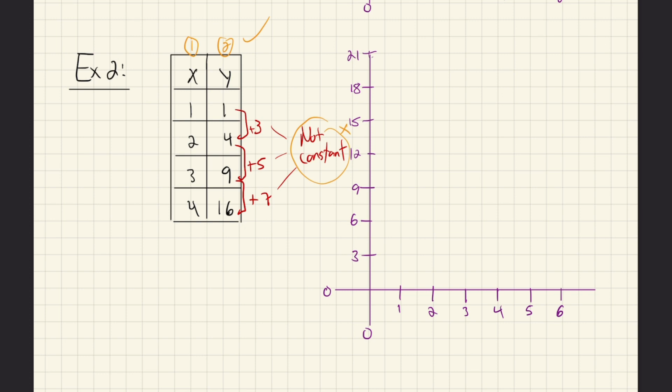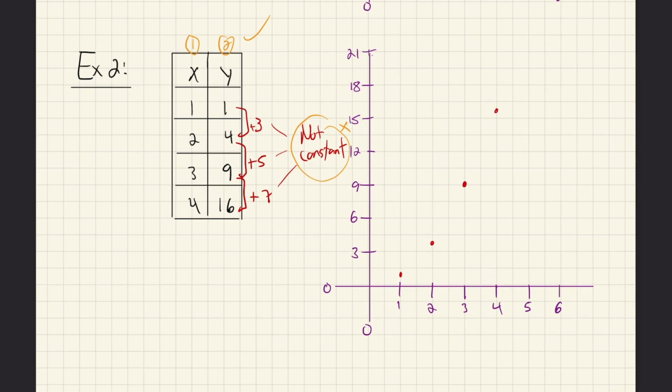The next thing we should do is graph this function. So once I have my points plotted here, what I would notice is that if I were to connect all the lines, that is not a very straight graph. In fact, it's really hard to even connect these two here. So the main point is that this is not a straight line. It's actually a curve. And so this is not a linear function.